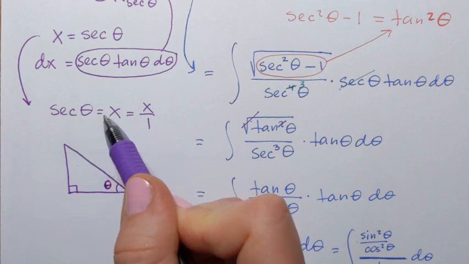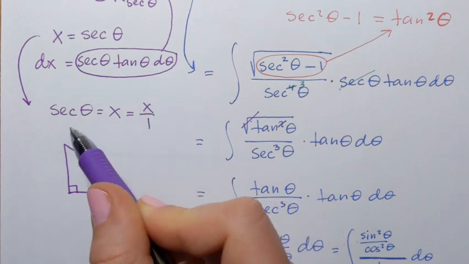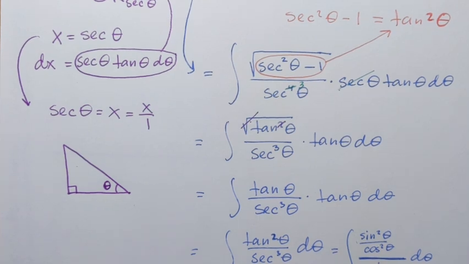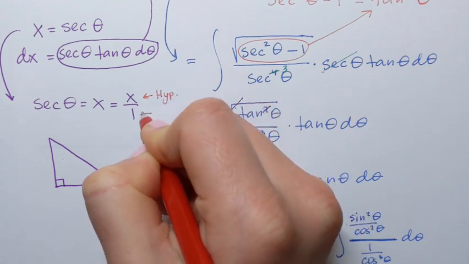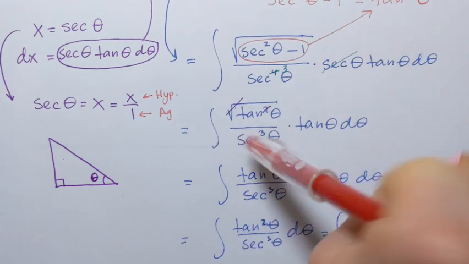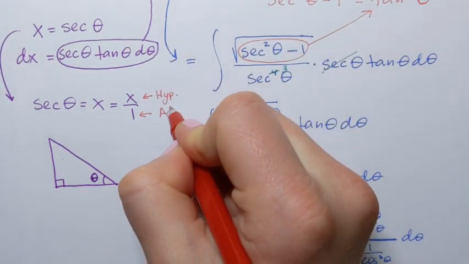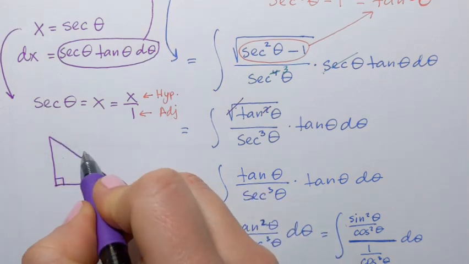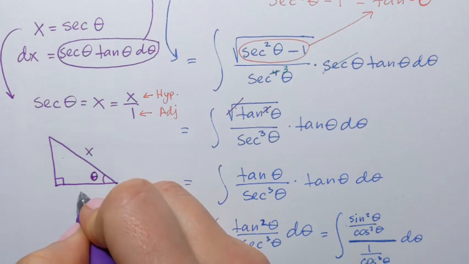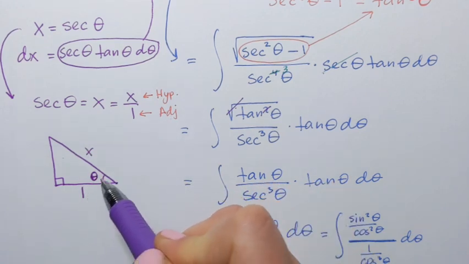Well, if we know that secant of theta is x over 1, we'll have to refresh the definition of secant. So secant is the reciprocal of cosine, but what is cosine? Cosine is the adjacent side to hypotenuse, right? That means that secant is the reciprocal of that, so it's hypotenuse over adjacent, which means that x represents the hypotenuse and 1 represents the adjacent side. I'll label that on my triangle. So the hypotenuse in this triangle is here, that's x, and the adjacent side is over here, adjacent to angle theta.